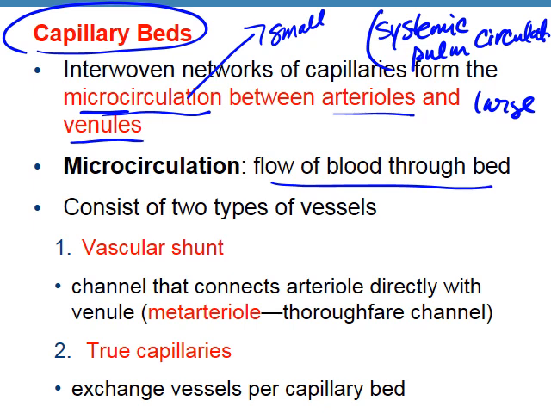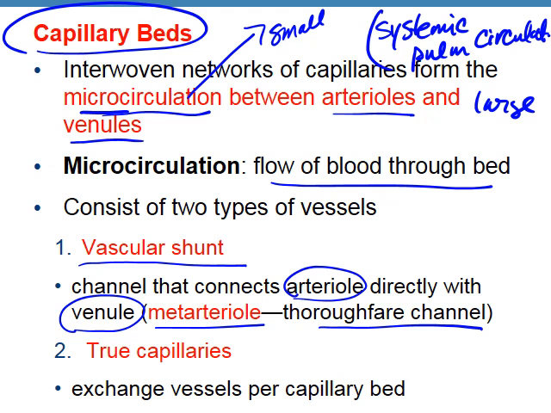So flow of blood through a capillary bed, and there are two different types of vessels here, and the picture probably helps a little bit more. There's something called a vascular shunt, where you have a channel that connects the arteriole directly with the venule, and they have something called a meta-arteriole. This is a channel that goes through. Or you can have a true capillary bed where the vessels are all exchanging in the capillary bed.